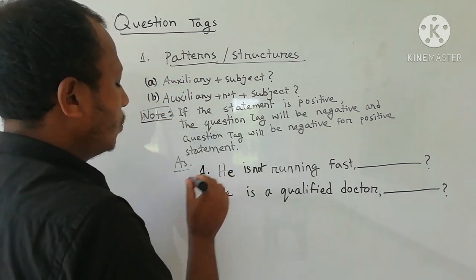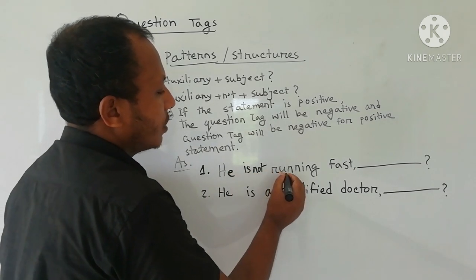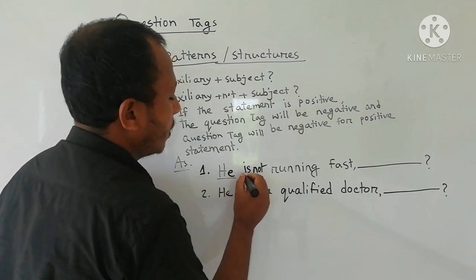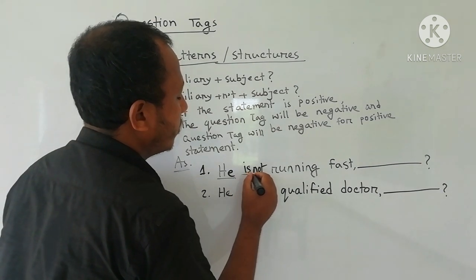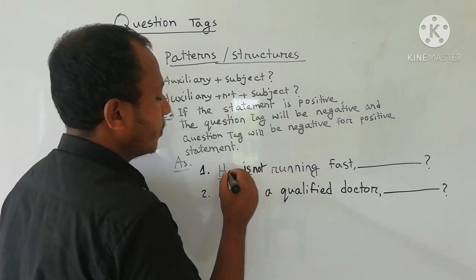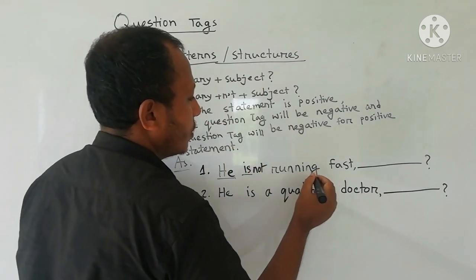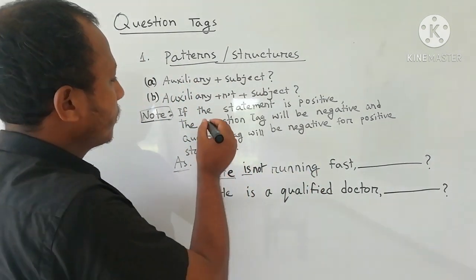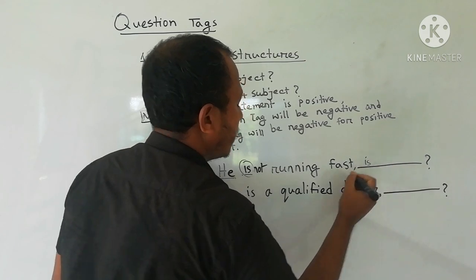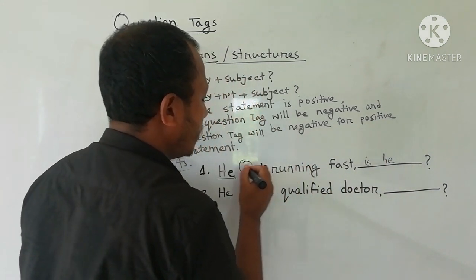Here we can see 2 examples. Number 1, he is not running fast. In this sentence, he is a subject and is is an auxiliary verb, and question tag will be auxiliary plus subject. At first you have to use auxiliary. Auxiliary is is, and subject he. This is the question tag for this statement.